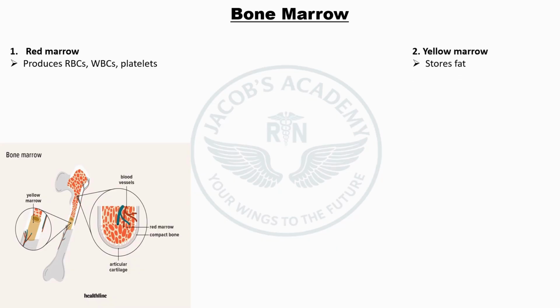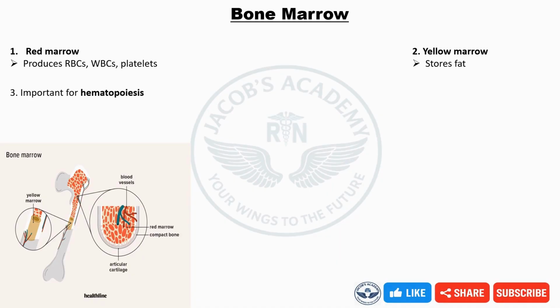The second one is yellow bone marrow, which mainly stores fat. So this topic is commonly asked in exams, especially the functions of red marrow. Such kinds of questions they may ask.